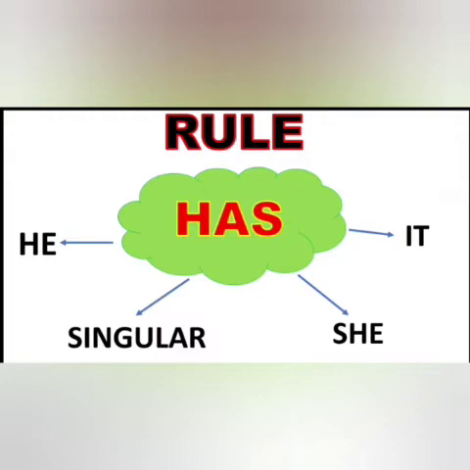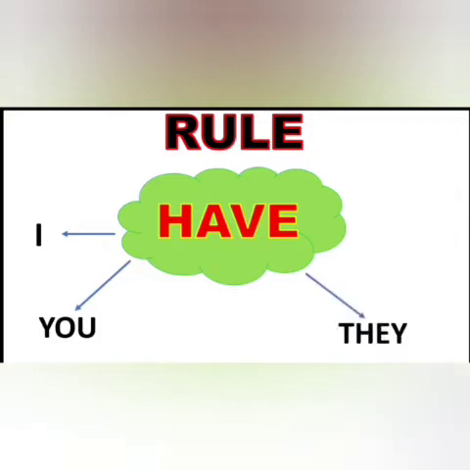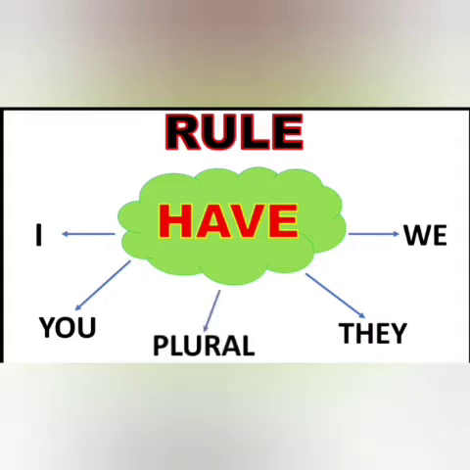Now let's see the rule for have. We use have with I. With I, we always use have. You. When we are talking about somebody else, we use you. They. When we are talking about many people, we use they. We. When we are talking about ourselves and someone else around us, then we use we. Plural nouns. When we are talking about many people, many things, and many animals, then also we will use have.